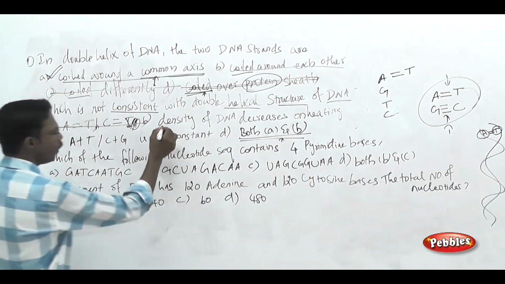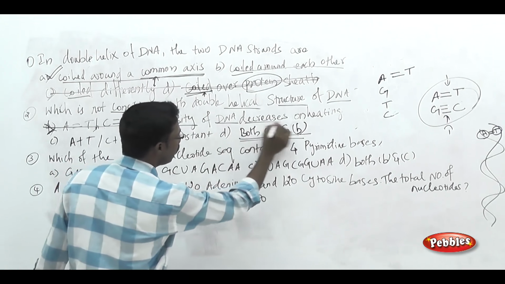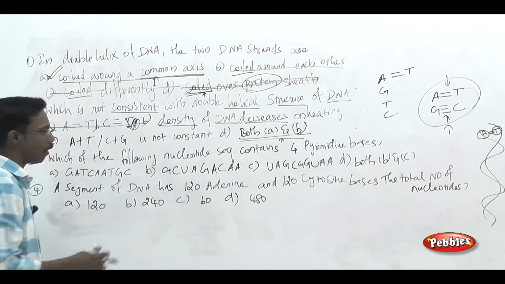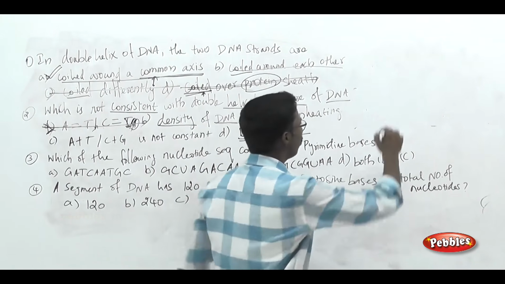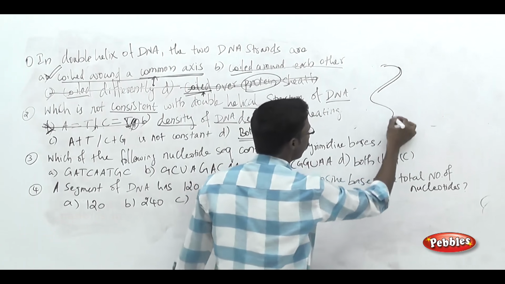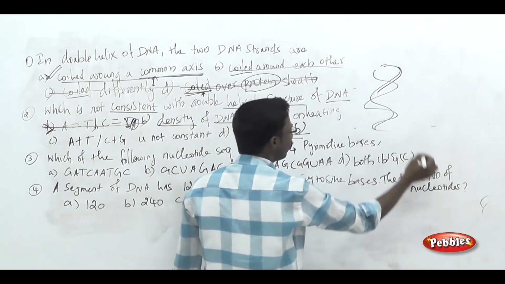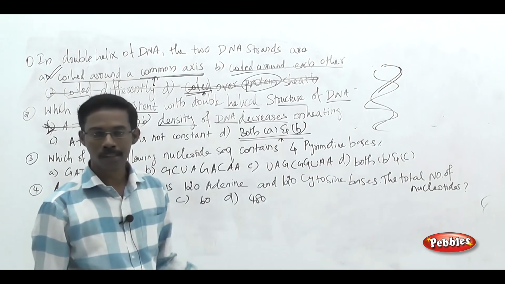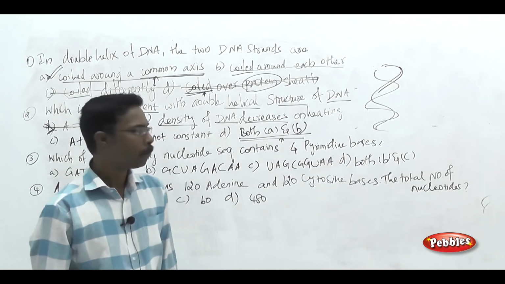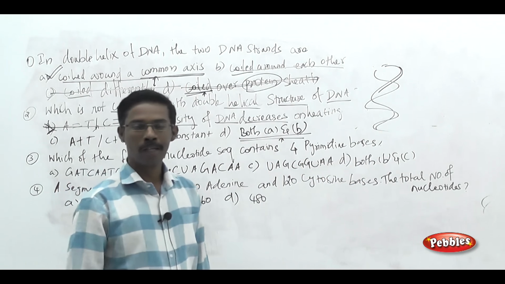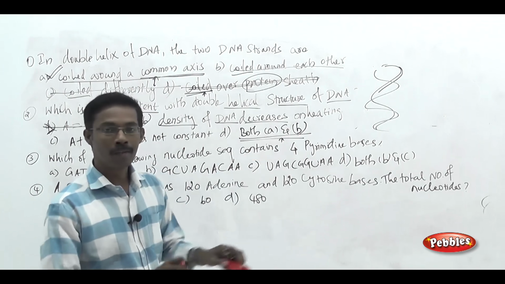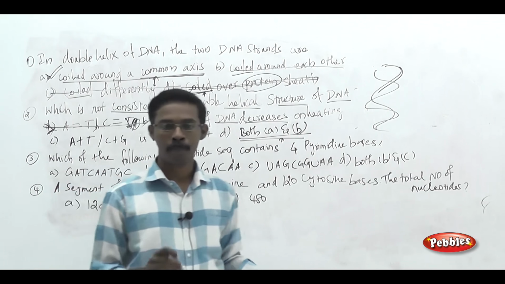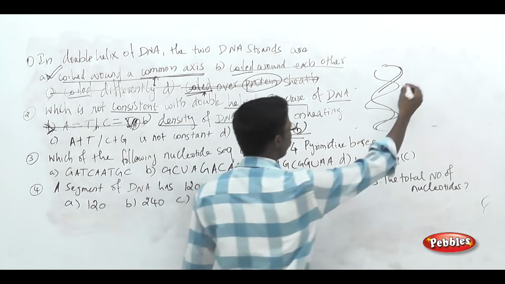So over here, density of DNA decreases on heating. So what is density? I told you it is a double helical structure filled with nitrogenous bases connected by hydrogen bonds. So what will happen while you are heating the DNA in a solution? Heating of DNA will denature the structure.